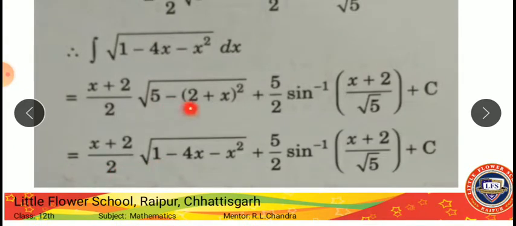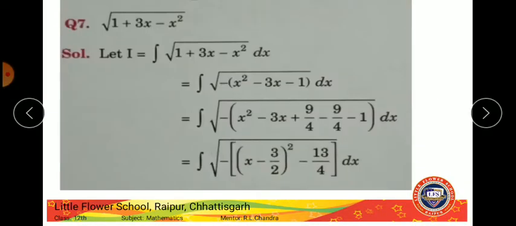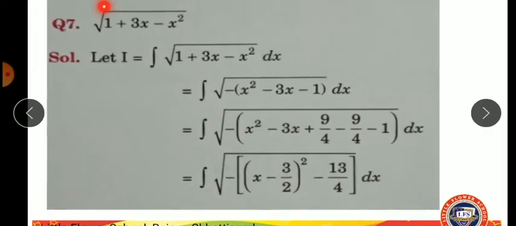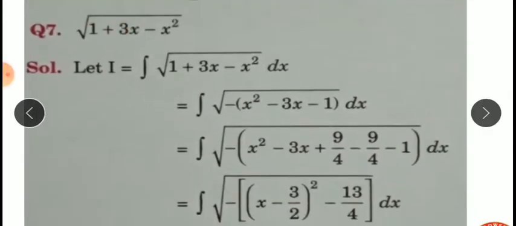After solving this, we are getting here root 1 minus 4x minus x square. You know that we can expand 2 plus x whole square as a plus b whole square, that is a square means 2 square plus x square plus 4x. We are getting this result plus 5 upon 2 sin inverse x plus 2 upon root 5 plus constant of integration. Now see question number 7.